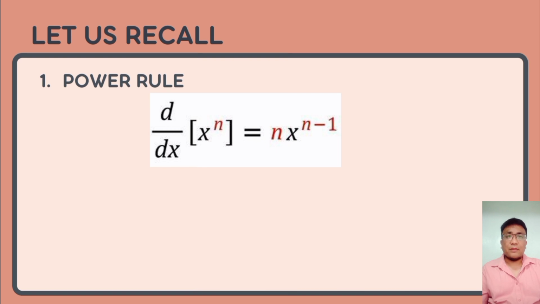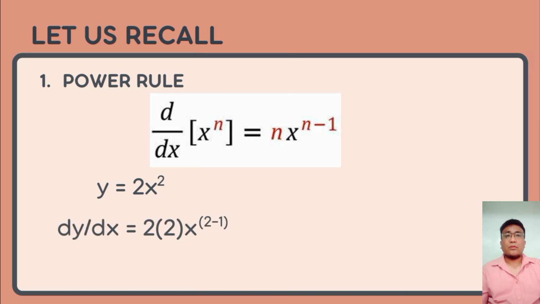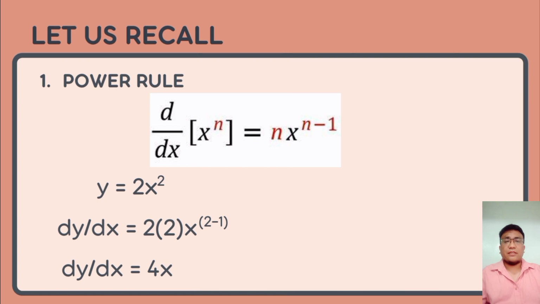So let's have an example. y is equal to 2x squared. So the next process is dy over dx equals, you bring down the exponent 2, multiply the constant 2, and then you subtract 1 from the original exponent, which is 2 minus 1. Then we will arrive at dy over dx is equal to 4x.